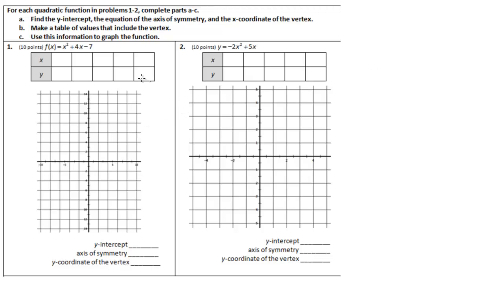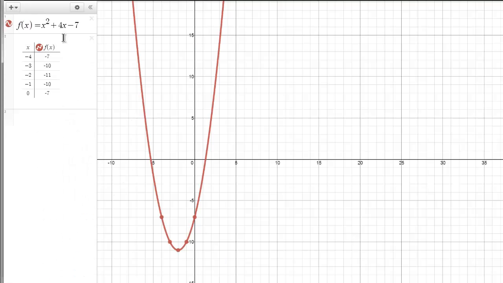Our task on these problems is to find the y-intercept, the equation of the axis of symmetry, and the x-coordinate of the vertex. That's part A. Make a table of values, and then graph the function. So I've gone ahead and entered the function on Desmos. I don't have a copy on my computer of our graphing calculator, so we'll just use this. And you can see a table of values.